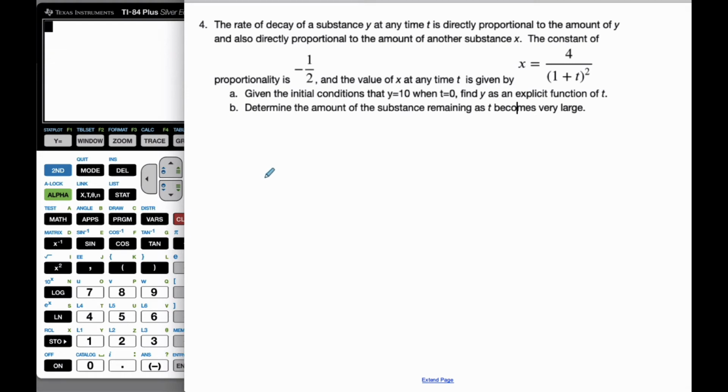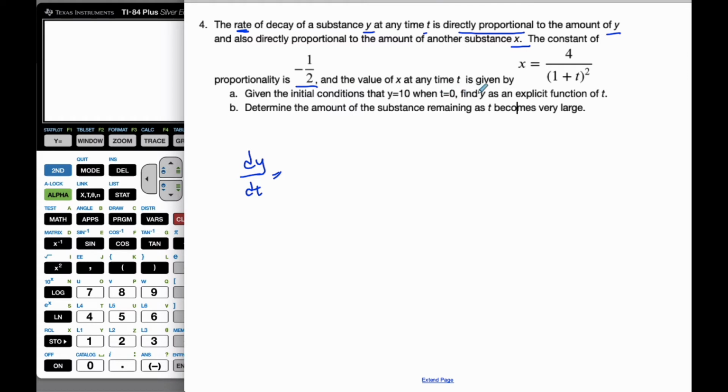Okay, so Mr. Ups here. We are told the rate of decay of a substance y at any time t is directly proportional to the amount of y. So the rate of decay, that's dy/dt, because it's a rate with respect to t of the substance y at any time t, is directly proportional to the amount y and is also directly proportional to the amount of another substance x. And the constant of proportionality is negative 1/2.